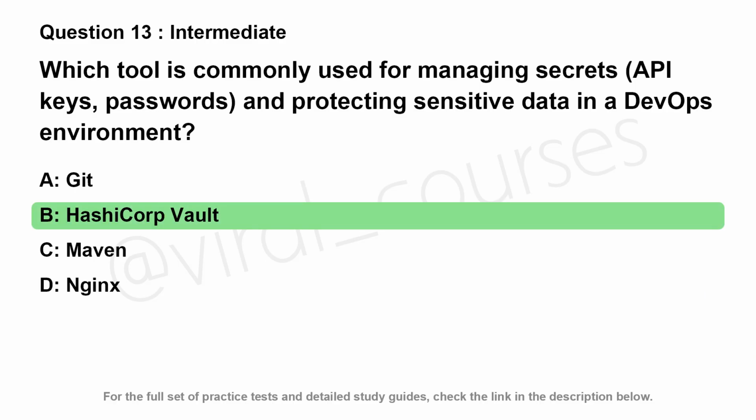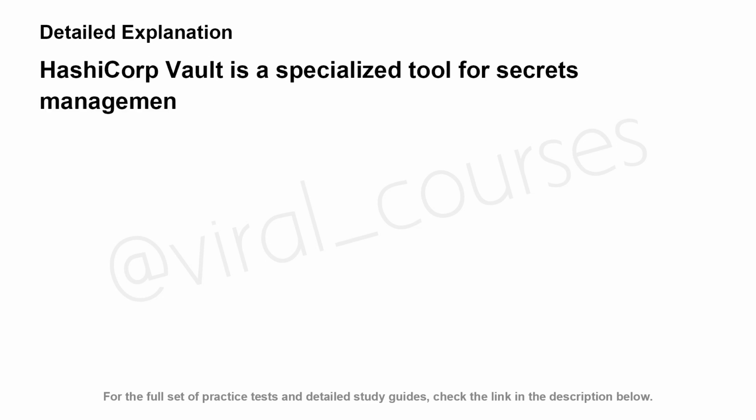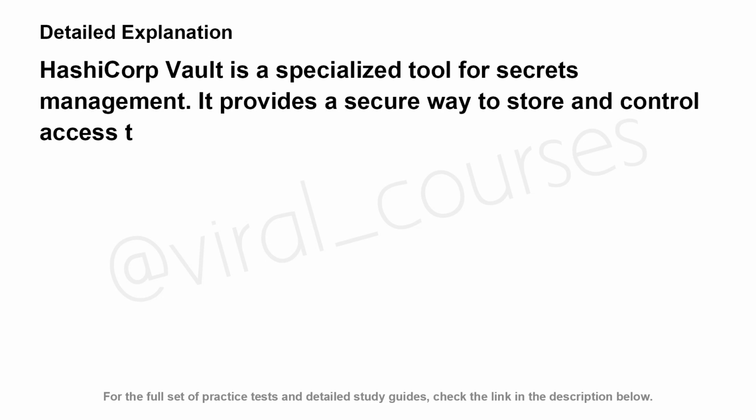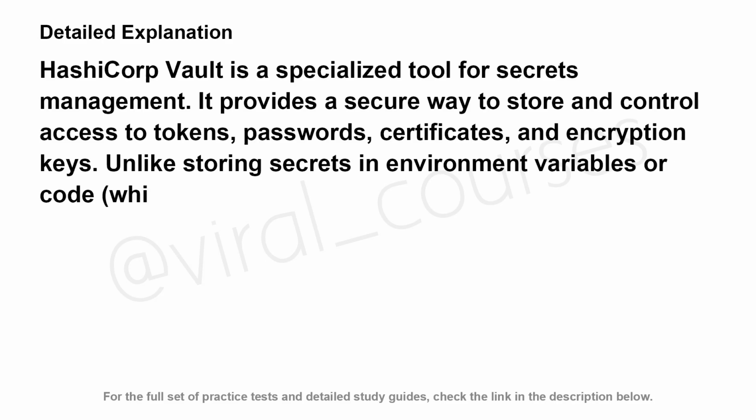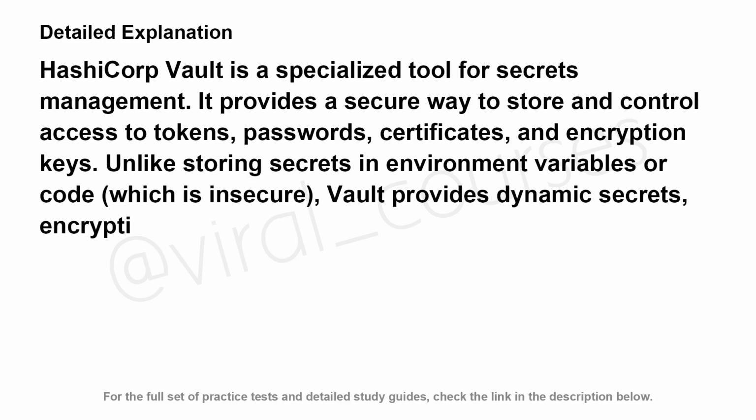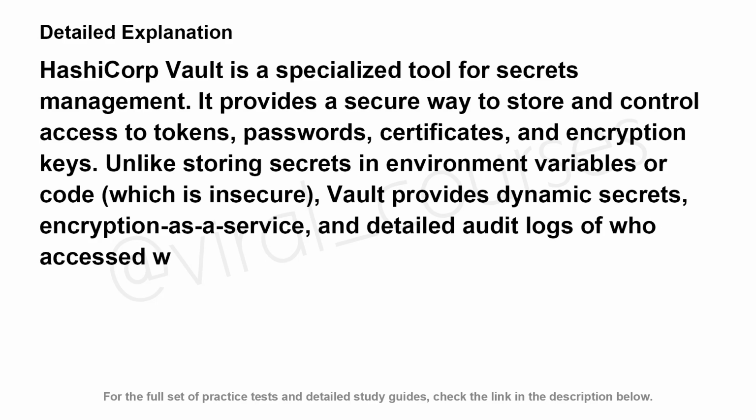The correct answer is B. HashiCorp Vault is a specialized tool for secrets management. It provides a secure way to store and control access to tokens, passwords, certificates, and encryption keys, unlike storing secrets in environment variables or code, which is insecure. Vault provides dynamic secrets, encryption as a service, and detailed audit logs of who accessed which secret and when.